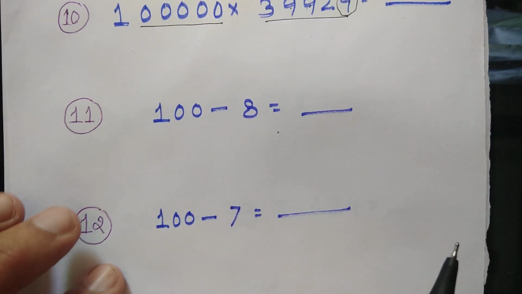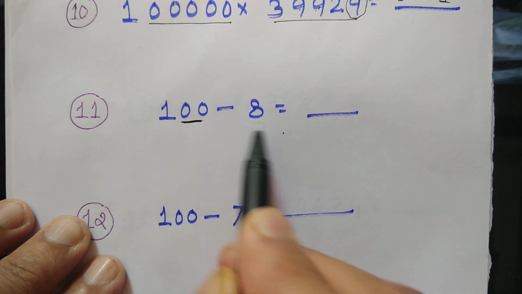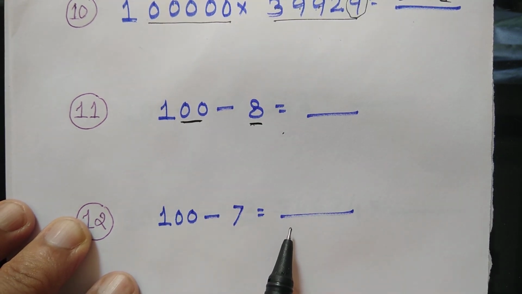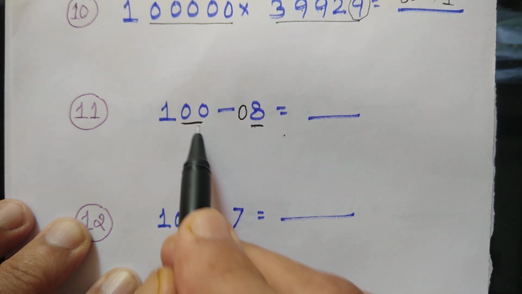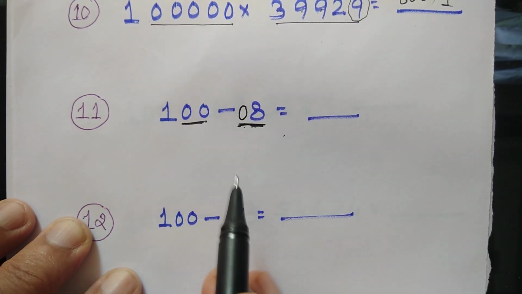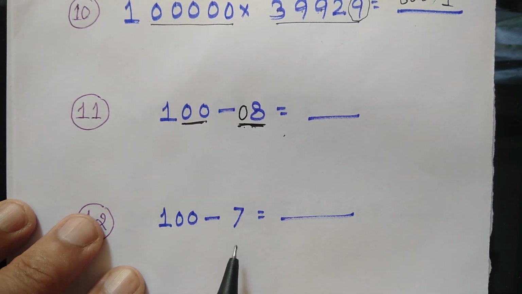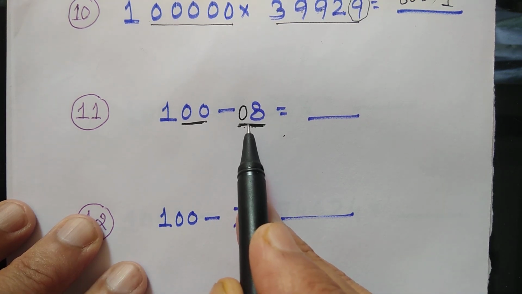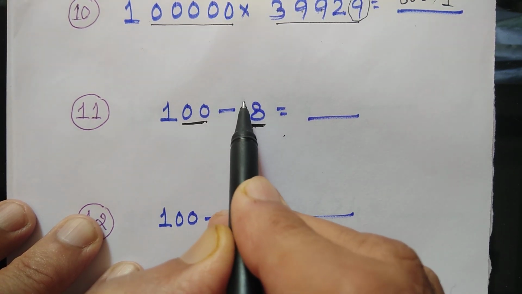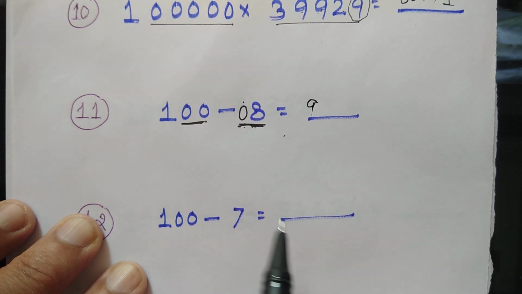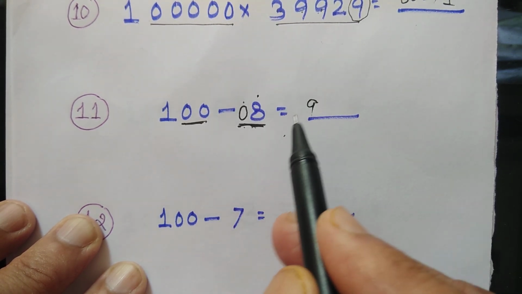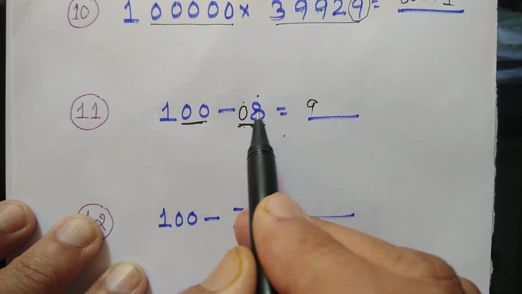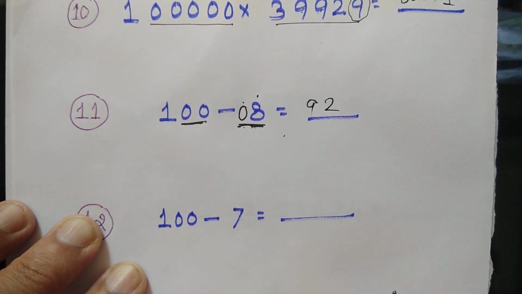100 minus 8. Here 2 digits and here 1 digit. Then what will we do? Put 0 here. Now 2 digits and 2 digits. The first condition is complete. All from 9 and last from 10. All from 9 means 0 plus 9, and last from 10 means 8 plus 2 is 10.